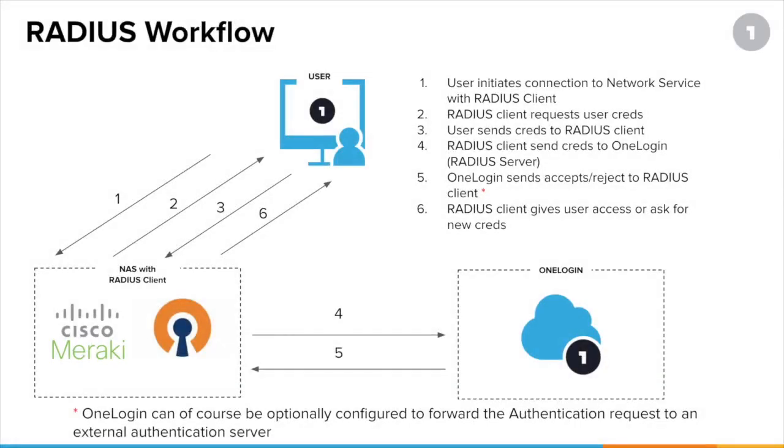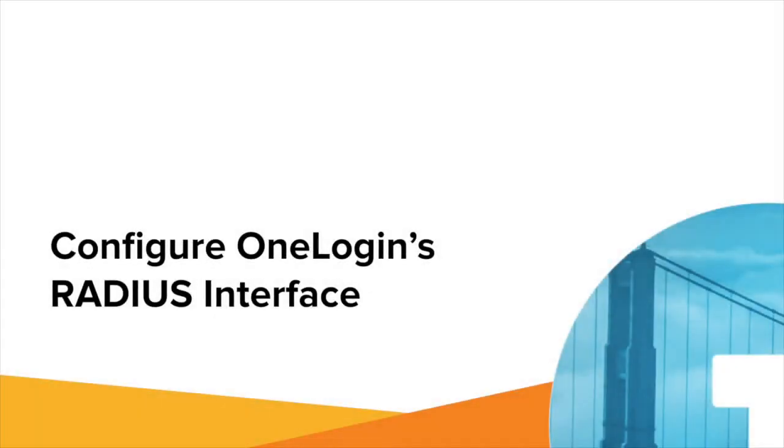So, where does OneLogin fit into this whole flow? Well, it takes the place of the Radius server. Instead of the Radius client connecting to a Radius server, it's configured to connect to the OneLogin's Radius server interface. And just as a Radius server can be configured to authenticate a user against an external directory, such as Active Directory or LDAP, so of course can OneLogin be configured to authenticate a user against an external authentication directory if necessary. Now let's take a look at how to set it all up.